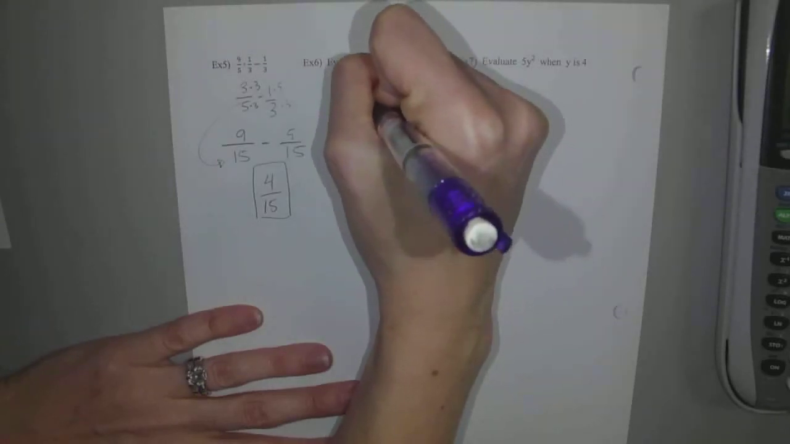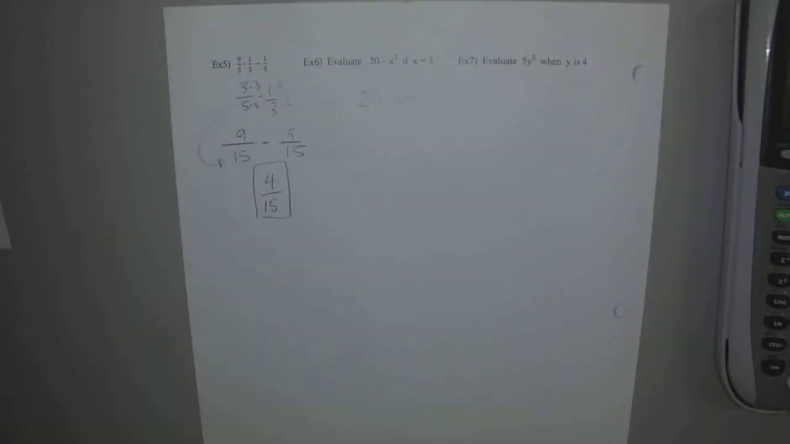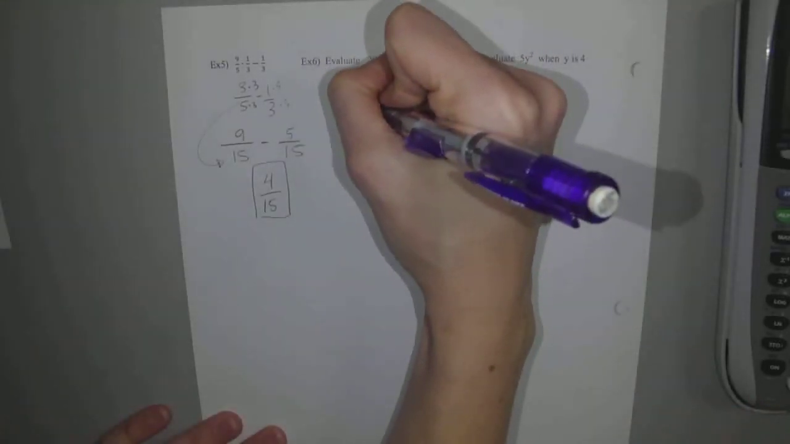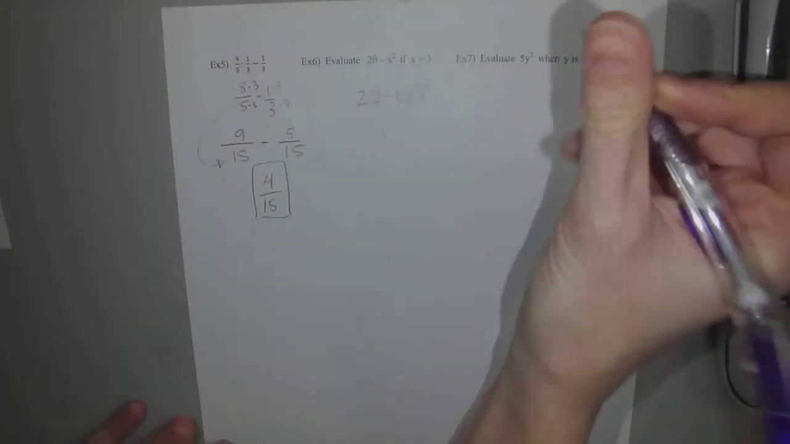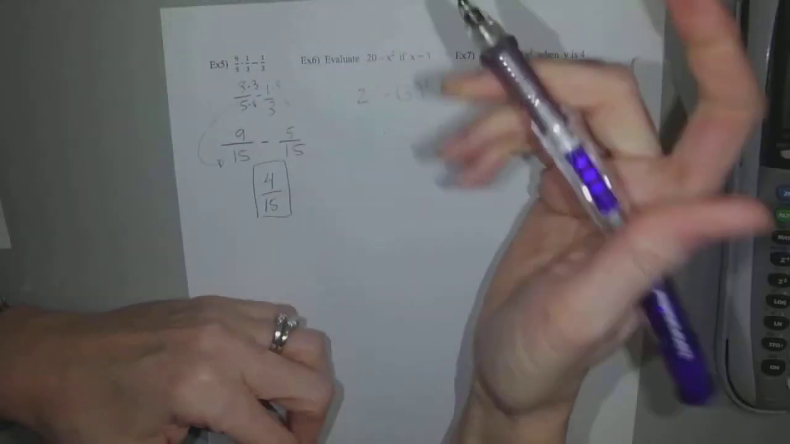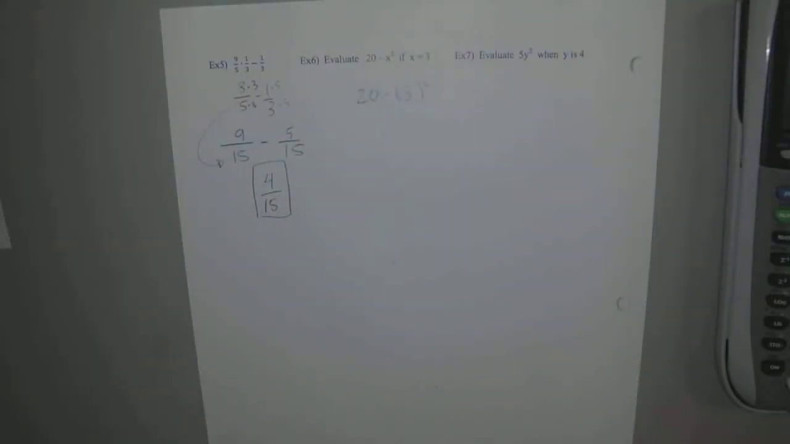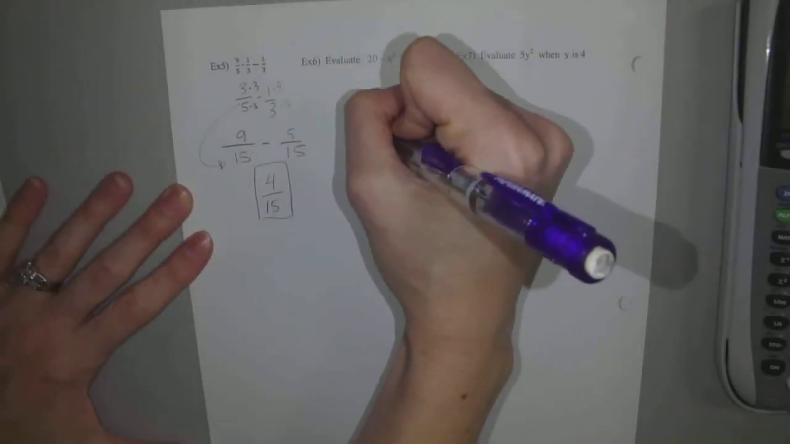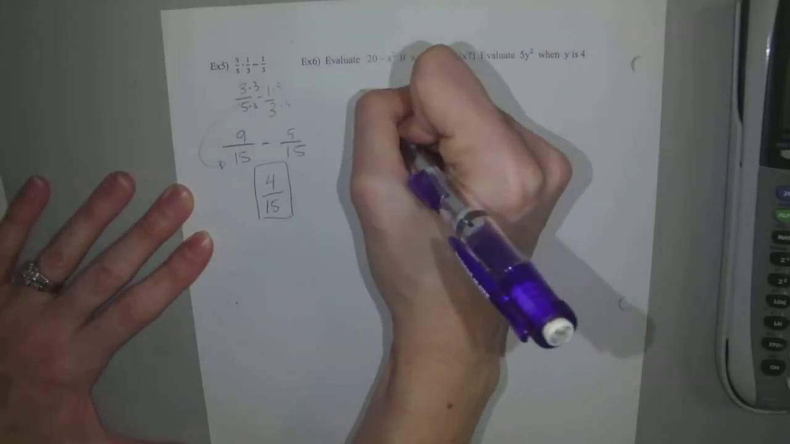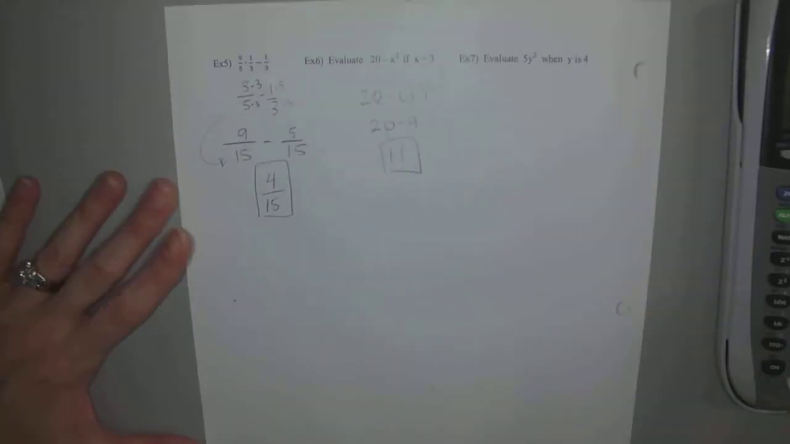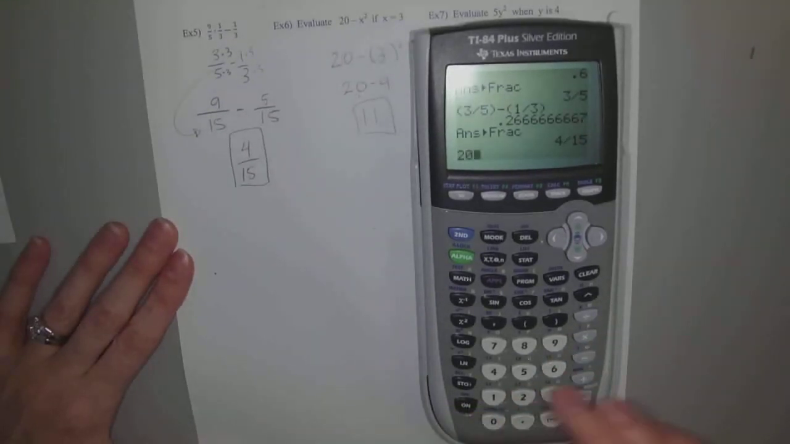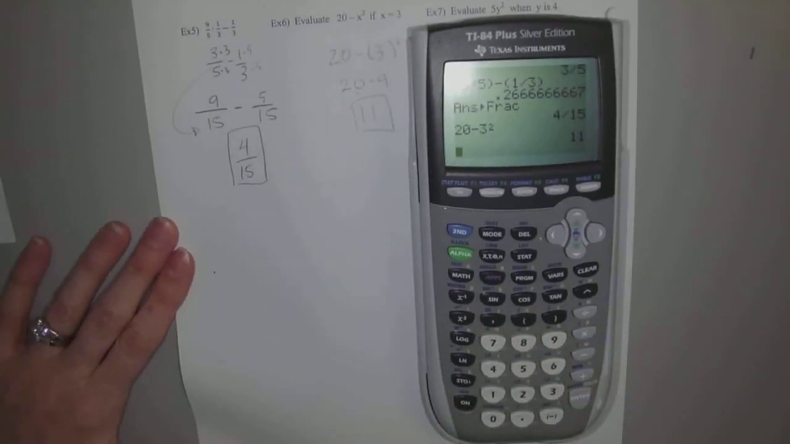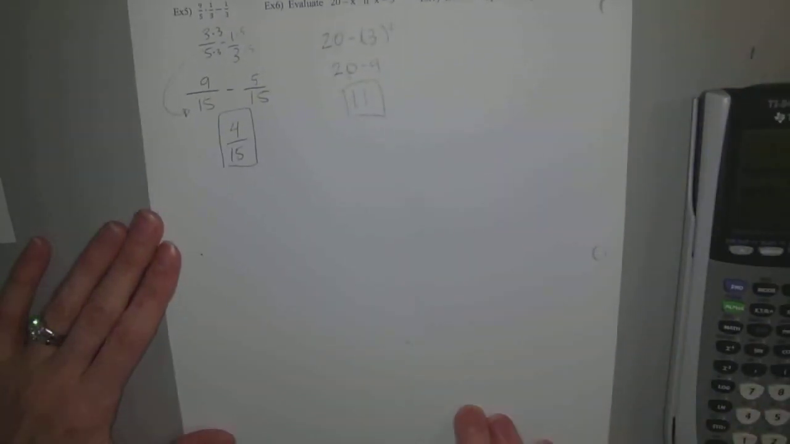So the first step we have to do is just plug that value of 3 in for x. So you have 20 minus 3 squared, like that. Is that okay? Then once you plug it in, you just do your normal order of operations. What are you going to do first, subtraction or the squaring? The exponent, right? So 3 squared just means 3 times 3. What's 3 times 3? 9. So you have 20 minus 9, or 11. Again, we can throw it in our calculator. 20 minus 3 squared, 11.